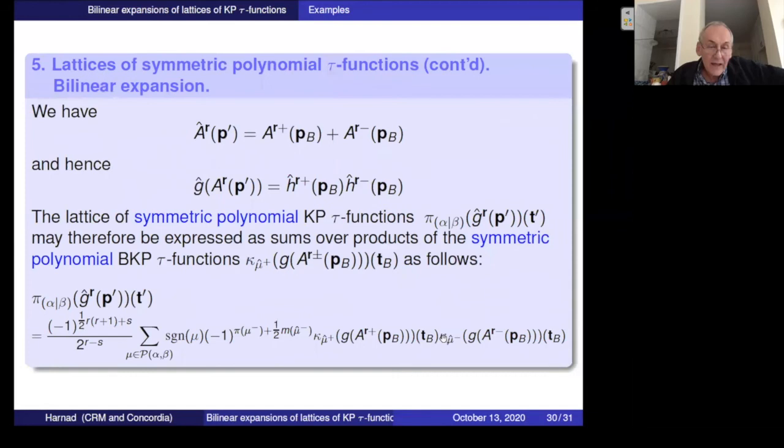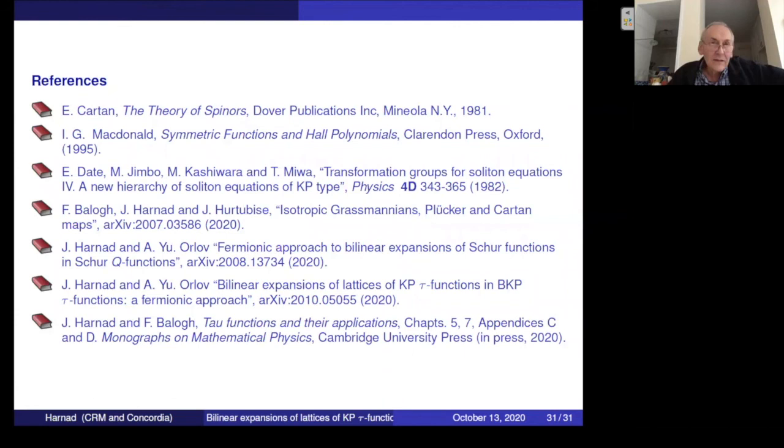This is the bilinear relation in that case. Here are some references. The geometry of the thing goes back to Cartan and his theory of spinors, isotropic Grassmannians versus pure spinors, the symmetric function theories in Macdonald. The background for fermions and for KP is in the works by Date, Jimbo and company. The algebraic case that I cited and gave a talk about in March is in a joint paper with Ferenc and Jacques Hurtubise. There are two more recent papers, one dealing just with the Schur function case and the other generalizing it to the arbitrary KP and BKP tau function.